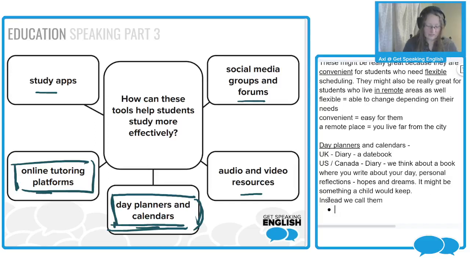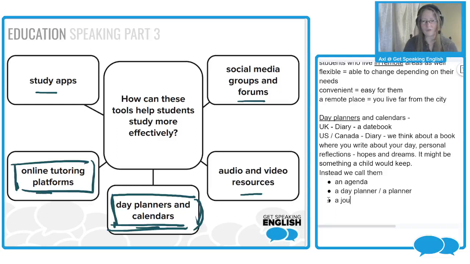an agenda, for example. Also, a day planner or just a planner for short. Also, you can call it a journal as well. Yeah, so kind of an important little distinction. So if you happen to be talking to somebody here in the US or Canada, especially if it's professional or something, try to use one of these words instead of a diary, because like I said, when we hear the word diary, we think about a more personal book where he would keep those sort of notes. So really important to know that difference.